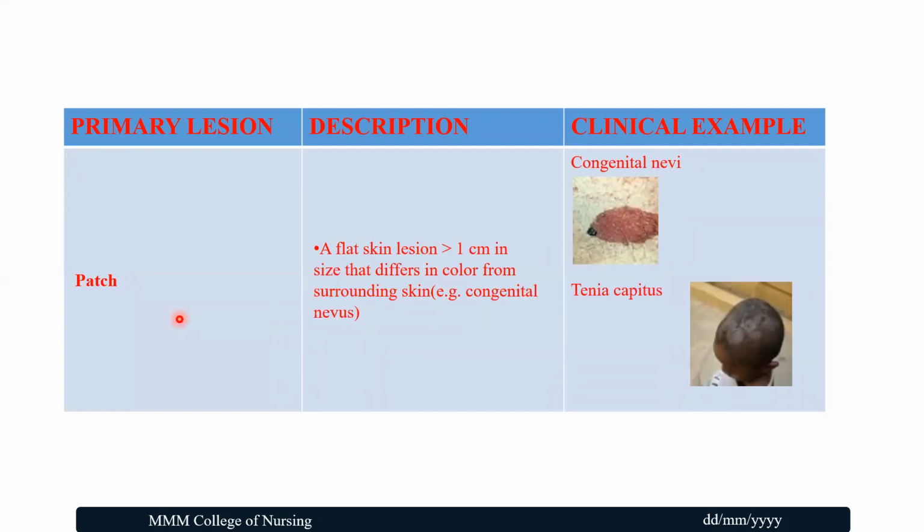Next is patch. What is a patch? Patch is a flat skin lesion that's also more than 1 centimeter in size that differs in color from the surrounding skin. You can see the difference in the normal skin color. This is congenital nevi and this is tinea capitis.